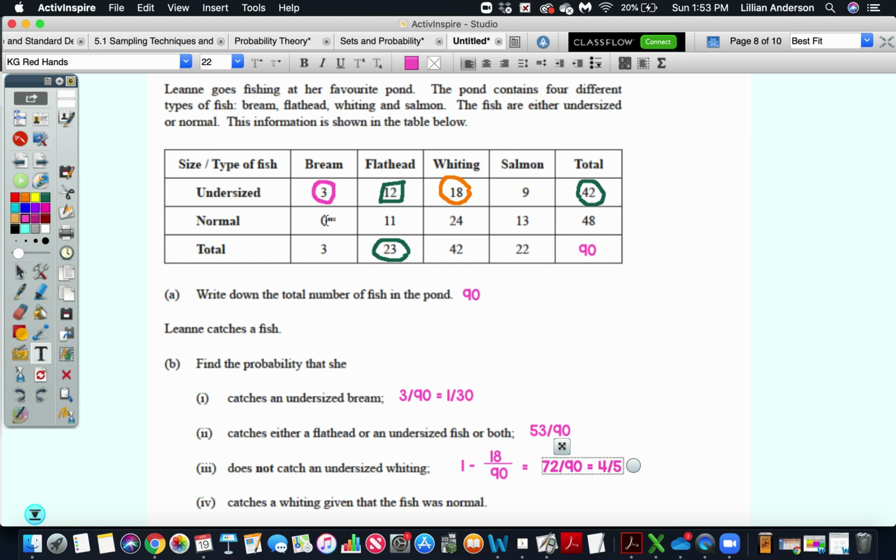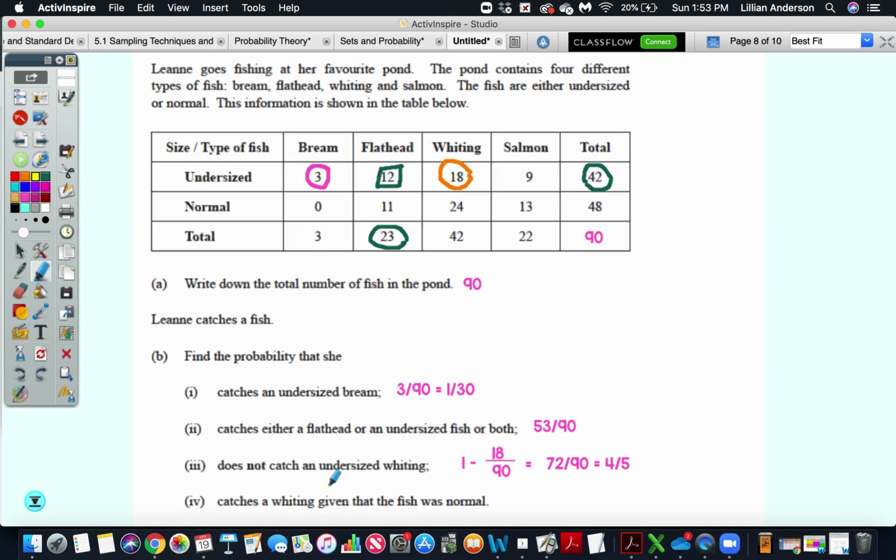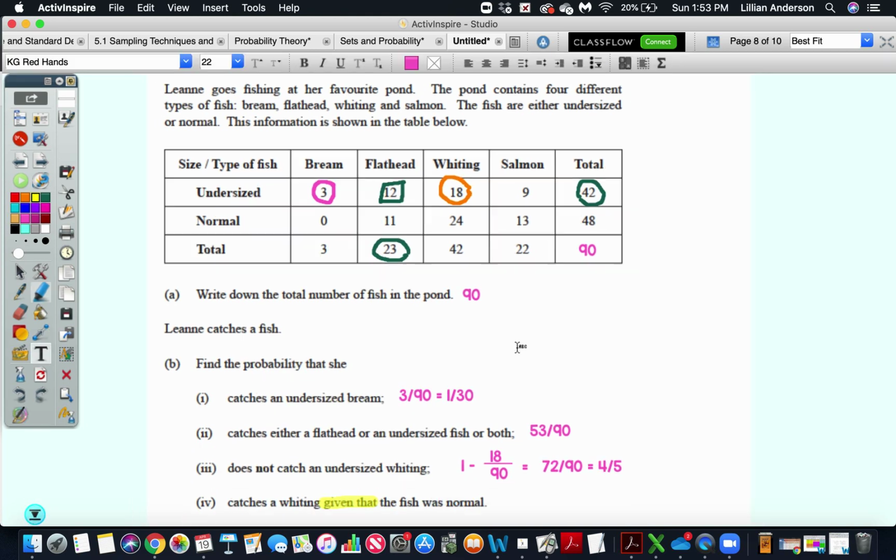Now it says catches a whiting given that the fish was normal. Do you see the key word? Given that. Okay, that word right there indicates that we have a conditional probability. The condition is what? Hopefully you recognize that the condition is that the fish is normal. Okay, so we're trying to find the probability of whiting given that the fish is normal.